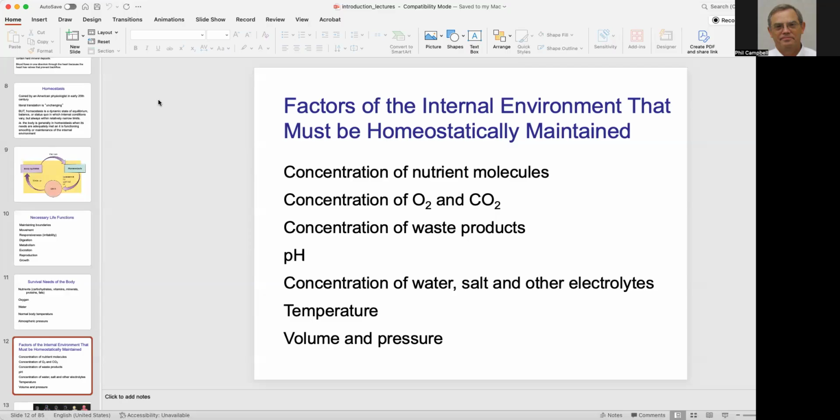Also, the concentrations of water, salt, other electrolytes. Salt, think about that. That's chloride and sodium. Potassium is also important. When we get to the last of this series and we're talking about membrane potential, you will understand the critical role of maintaining a proper concentration both in and out of the cell for two ions, sodium and potassium, right? And hence they have to be regulated. Temperature, I've already talked about that. And then volume and pressure. Volume and pressure, not only gas, but fluids. Okay? So all of these are homeostatically regulated.